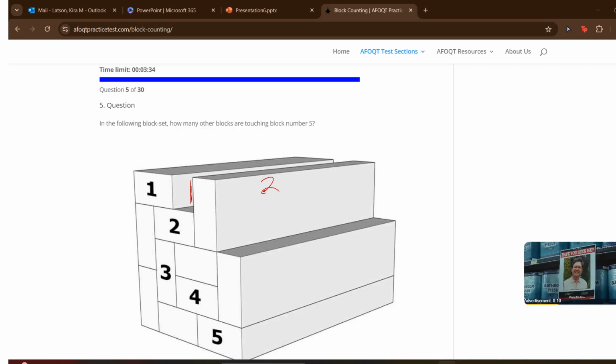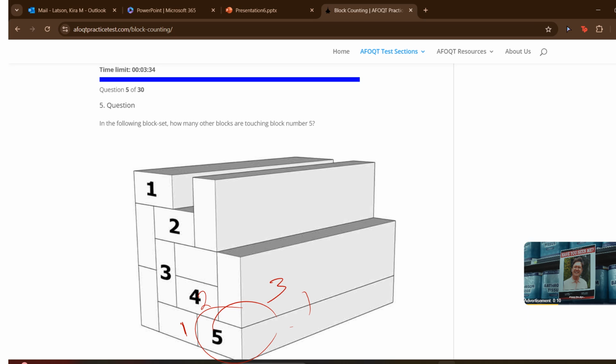How many blocks are touching block 5? Let's look at block 5. It's down here. It should be 1, 2, 3. Boom. Pretty self-explanatory, pretty basic.